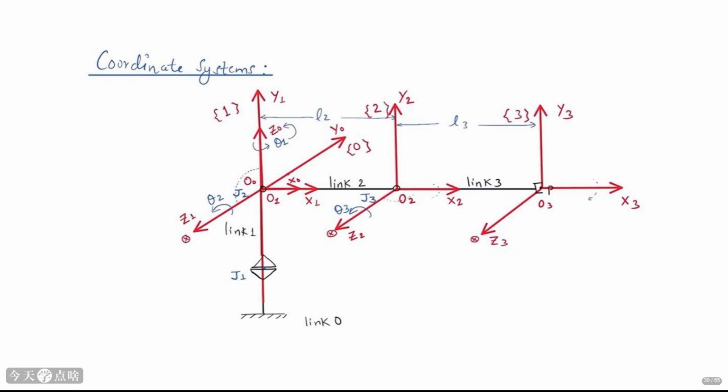The x-axis of each frame is chosen to be perpendicular to its respective z-axis. The joint angles θ1, θ2, and θ3 are measured around the z-axis of frames 0, 1, and 2, respectively. The link lengths L2 and L3 are the distances between the joint axes. With these frames defined, we can proceed to derive the forward kinematics.